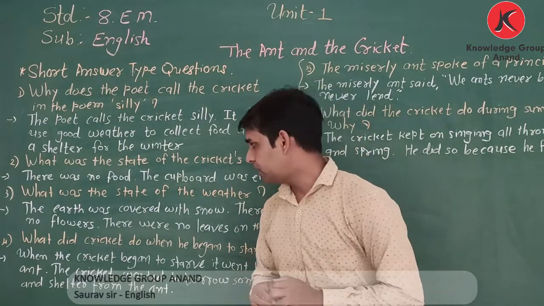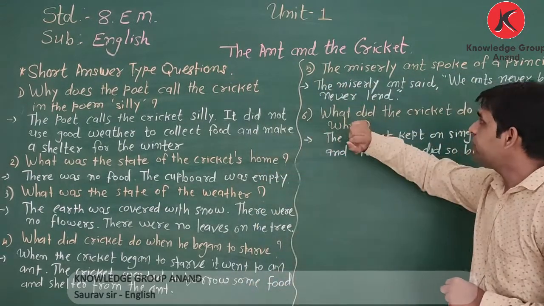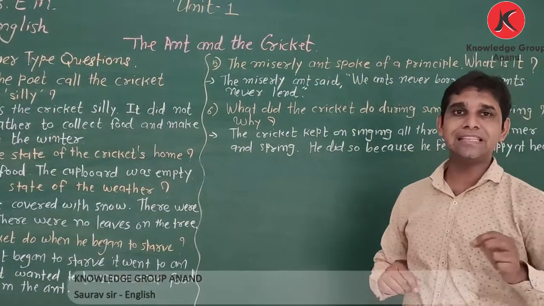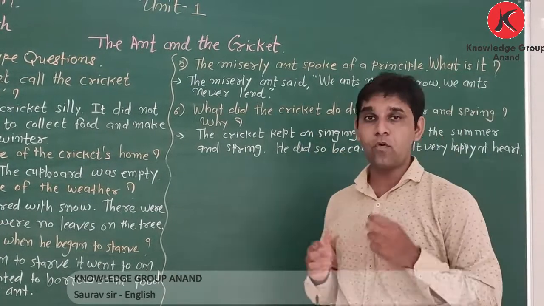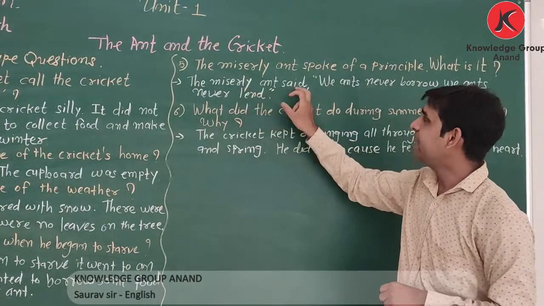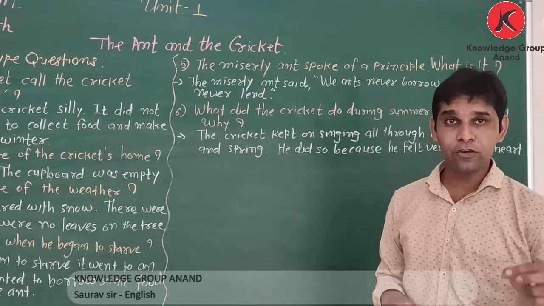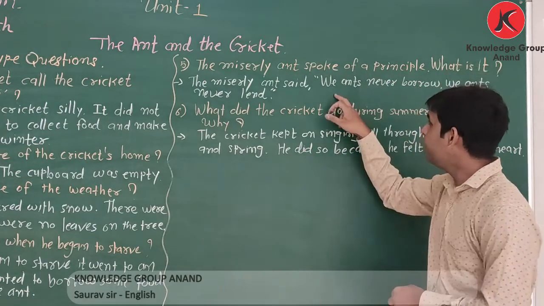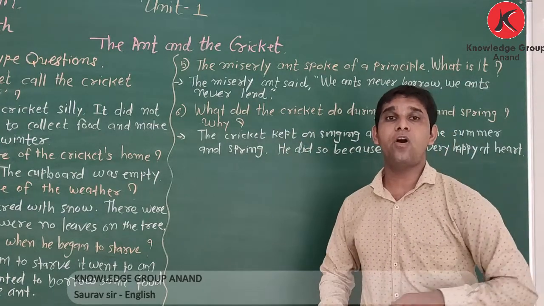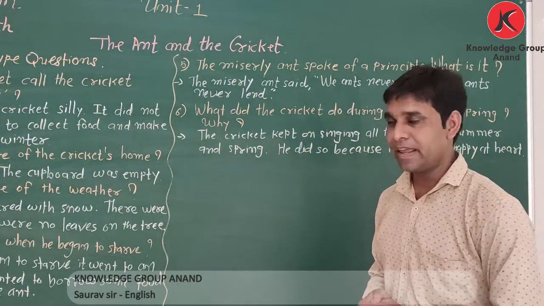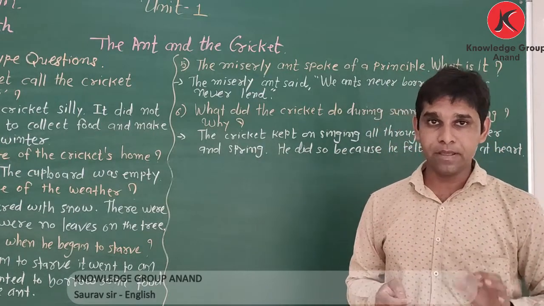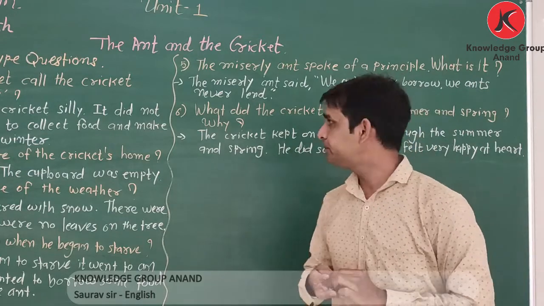Now the next question, the fifth one. The miserly ant spoke of a principle. What is it? The principle of the ant. Let's see the answer. The miserly ant said to the cricket, we ants never borrow. We ants never lend. This is the principle of the ant. He said to the cricket, we ants never borrow anything from anyone. We ants never lend, meaning we do not give anything to anyone.